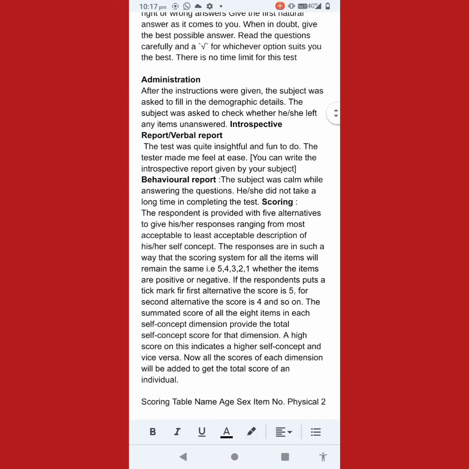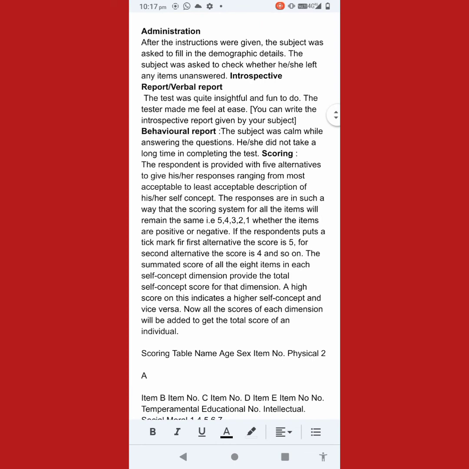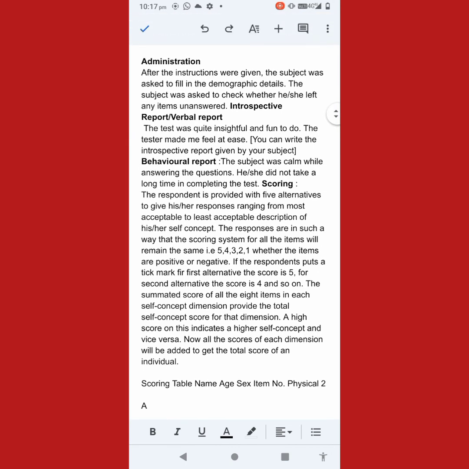Then of course we mention the introspective report or the verbal report. Introspective report, as I have explained many times, is the report which would be given to you by your subject. And then the behavioral report. All this, better make it in the next line. I had not transferred it to the next line in this PDF which I had prepared. You all make it that way.